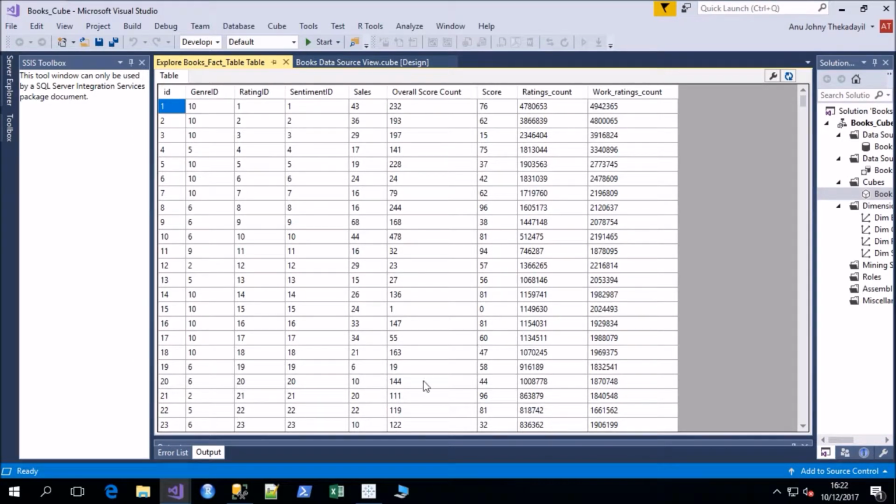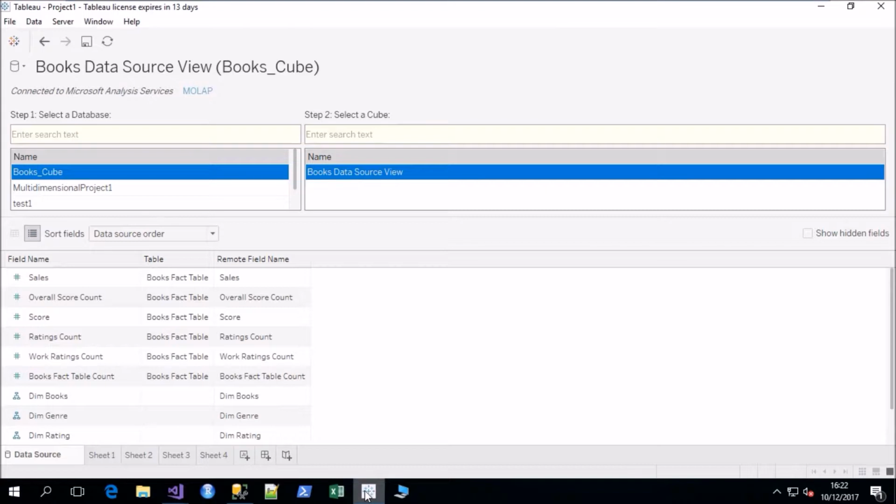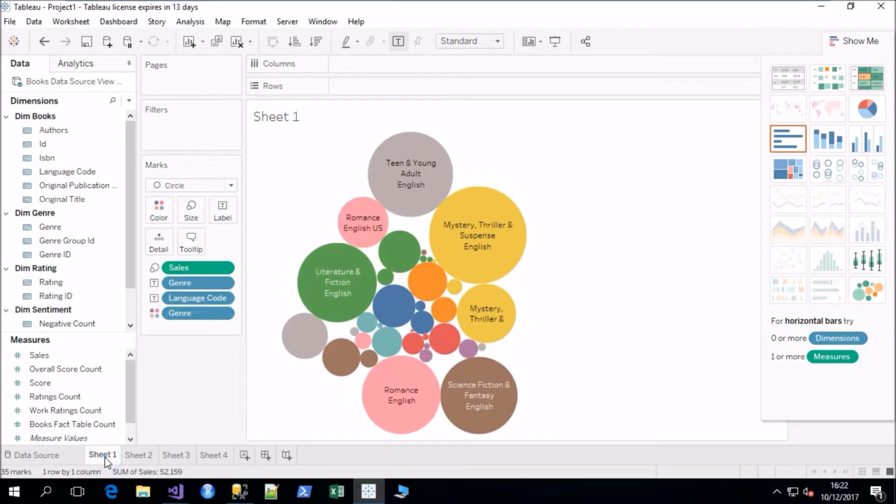Now for visualizing this cube, I have used Tableau. For the source, I have connected my Tableau to the Microsoft Analysis Services. And in this, I have connected it to the database books cube and my cube. Now let's move on to my first BI query.